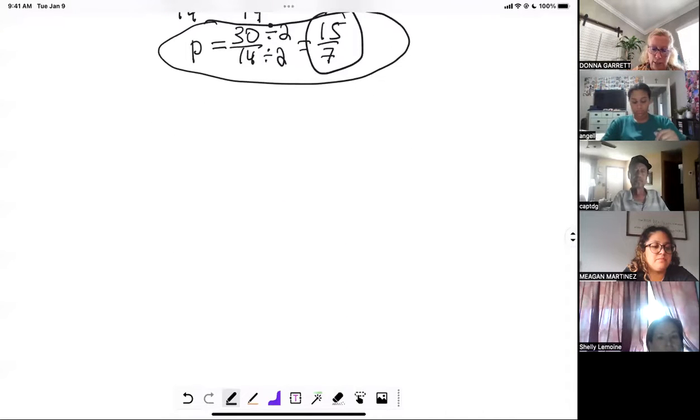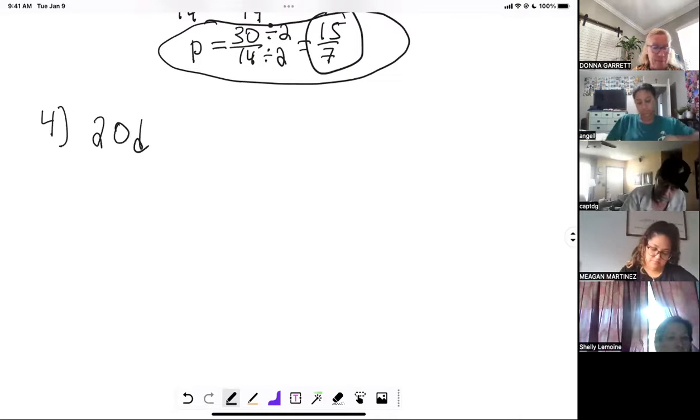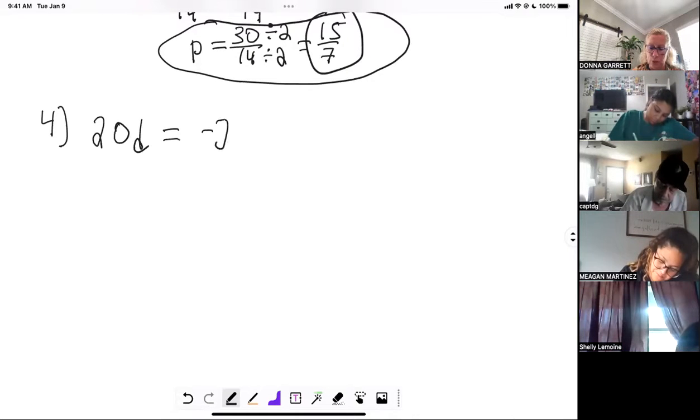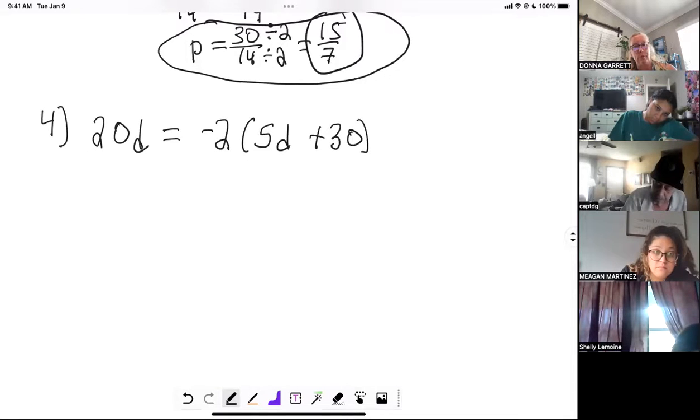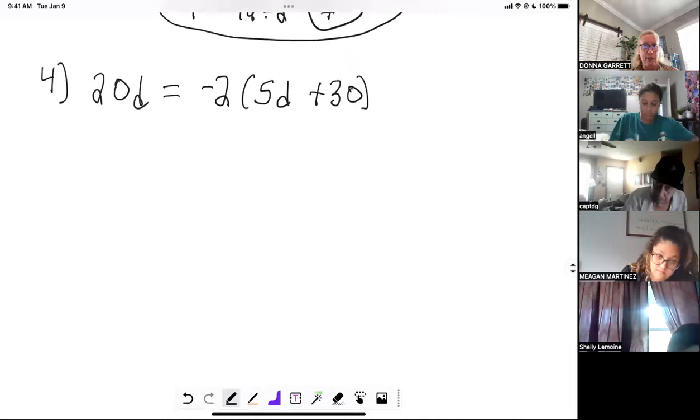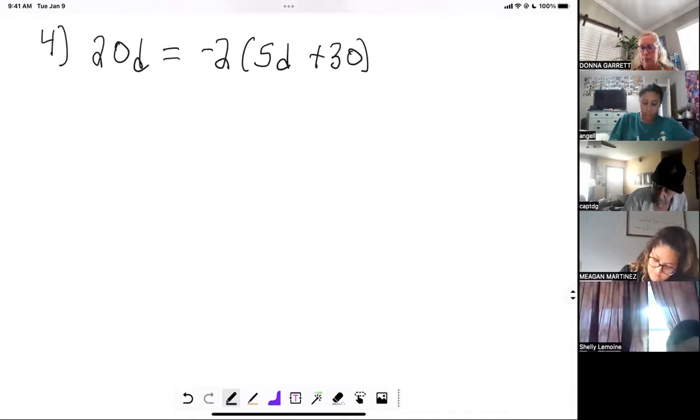Okay, number 4. I'm scrolling down. So don't worry about the fraction. I can't read what I wrote. Number 4: 20D is equal to -2 times (5D plus 30). Don't worry, we'll be getting to decimals and fractions, and that's when you're going to start seeing answers like that. So let's pull that up right now.